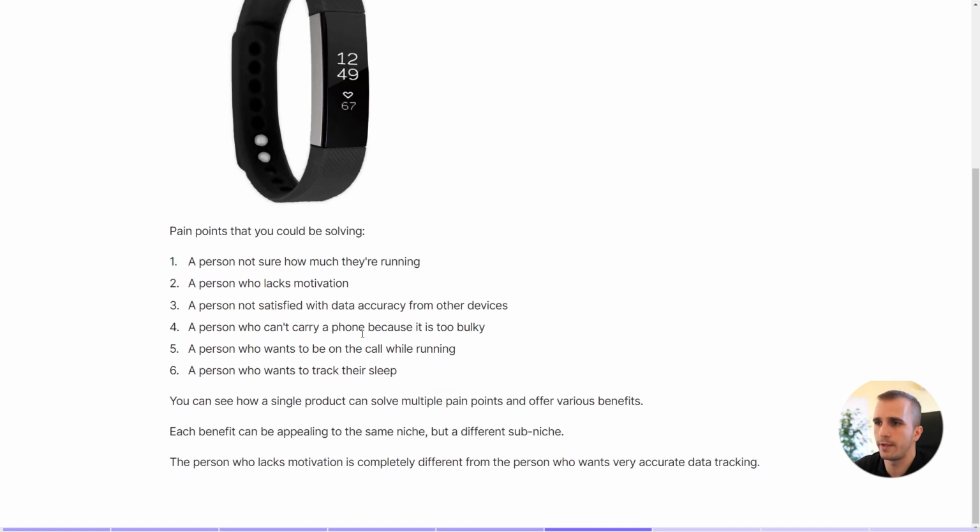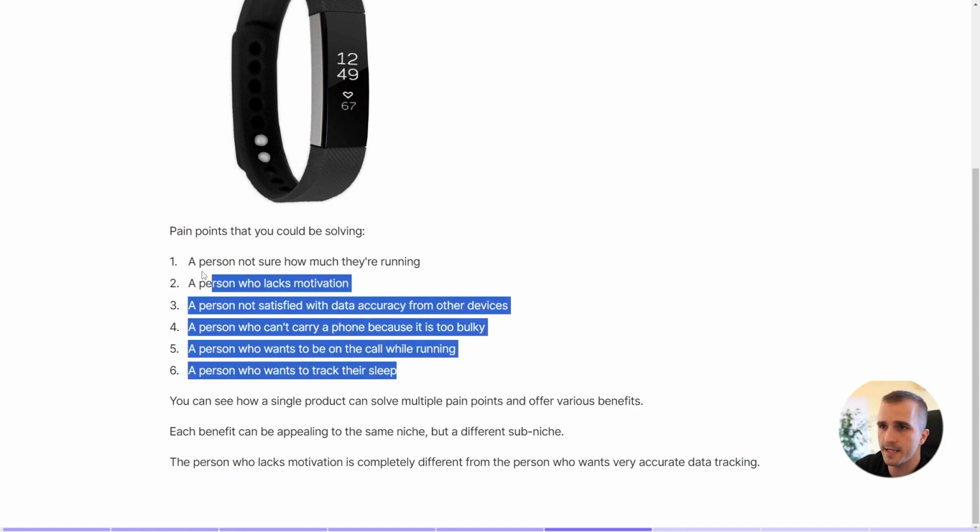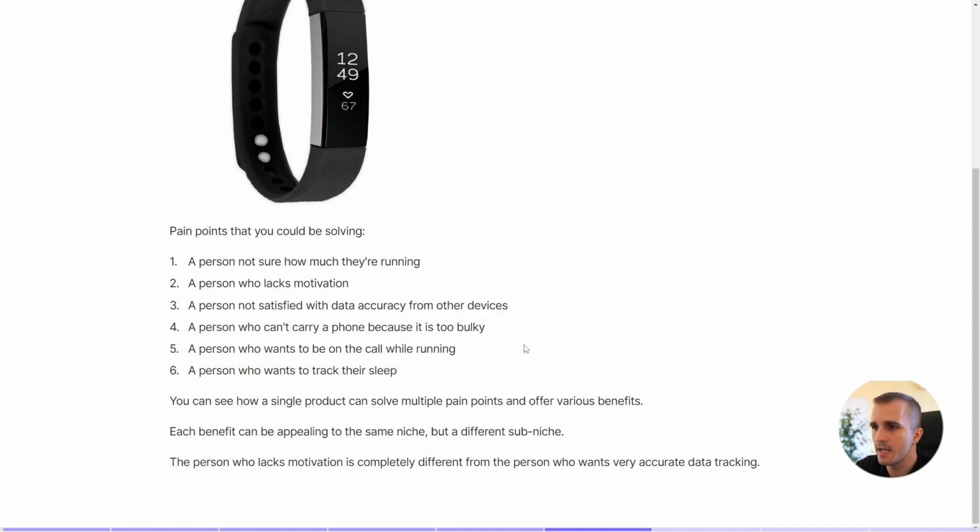It's too bulky while they're running. You can also sell it to people who want to be on a call while they're running. And you can also sell it to somebody who just wants to track their sleep, right? In this example, what I want you to see is how a single product can solve multiple pain points for different people, and each benefit of this product appeals to the same niche, because all these guys are looking to improve their health basically, but it's a completely different sub niche.